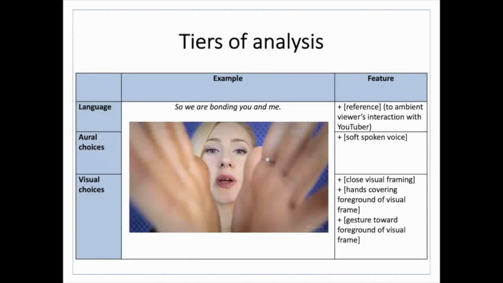So my focus was largely on the visual and oral resources involved in construing ambient embodied co-presence across linguistic, oral and visual tiers. In terms of language, I was interested in language used to invoke the ambient viewer's perspective and their embodiment. In terms of oral resources, the kinds of sonic resources used to invoke the ambient viewer's oral perspective and embodiment, and similarly for visual choices, how gestures in relation to the visual frame were used to invoke the ambient viewer's visual perspective and embodiment. So this will make a little bit more sense as we go through some examples.